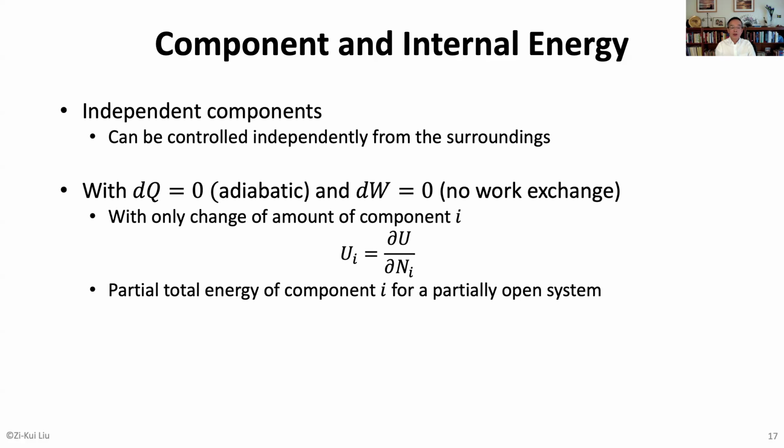With dq equals 0, adiabatic, and dw equals 0, no work exchange, if you consider only the change of one component, then we can find that Ui is equal to the partial derivative of the total energy with respect to ni. So you can see that Ui is actually the partial total energy of a component i for a partially open system, because it only changes ni here.